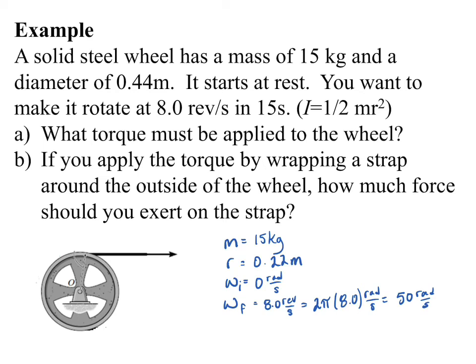I'll just be using 16 pi in calculations because that'll get me the proper calculation and the proper number, but just so you know, that's 50 radians per second, or about 50, obviously, I rounded that. Wait, what else do we got? And that happens in 15 seconds. What happens starting from rest to going to 8 revolutions per second? That happens in 15 seconds.